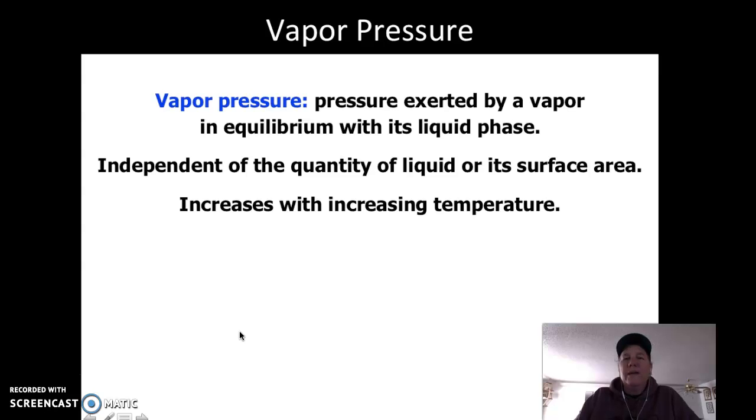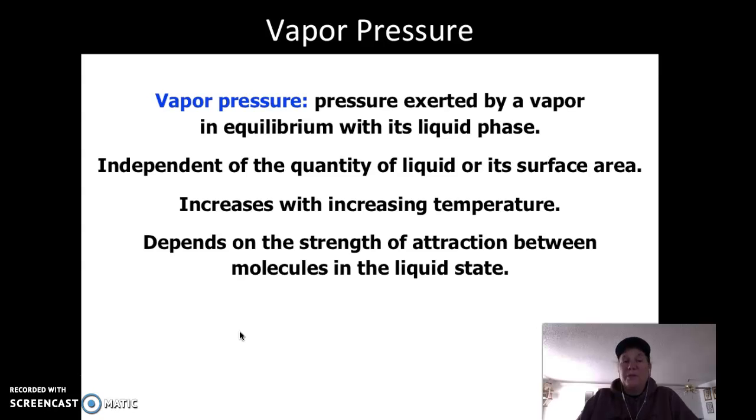Okay, so vapor pressure, again, is this pressure exerted on the surface. And it's an independent quantity. It increases when you increase temperature, obviously, because again, you're going to have the particles moving around faster. They're going to have increased temperature.